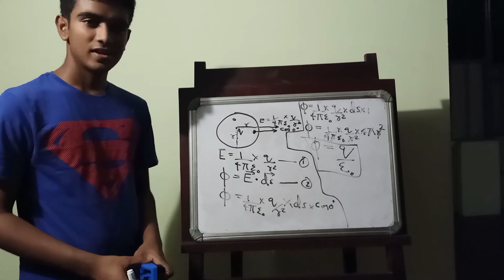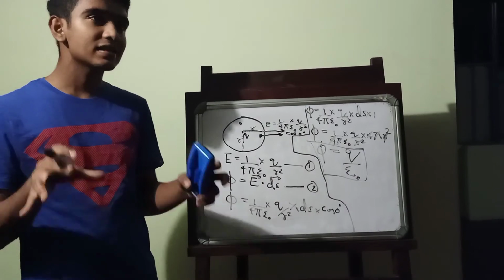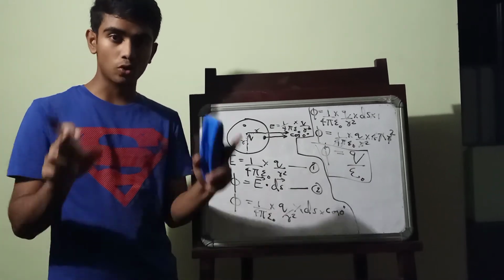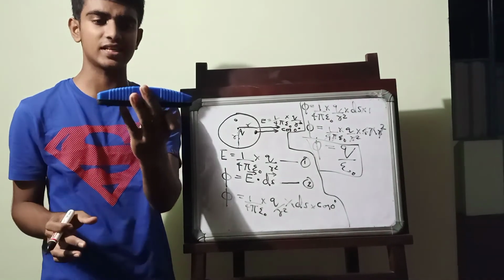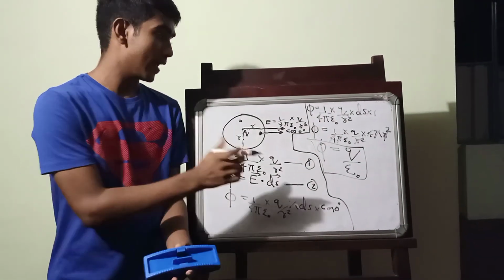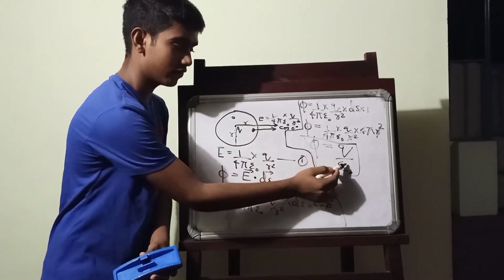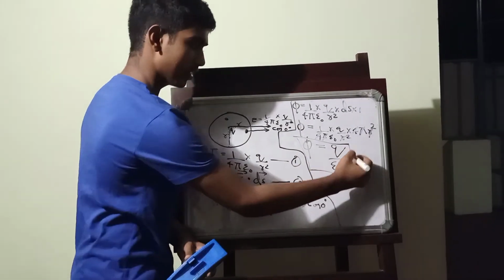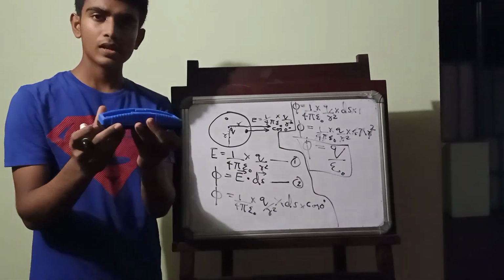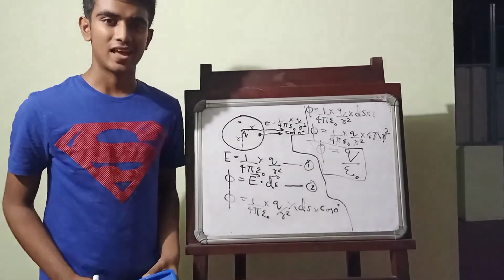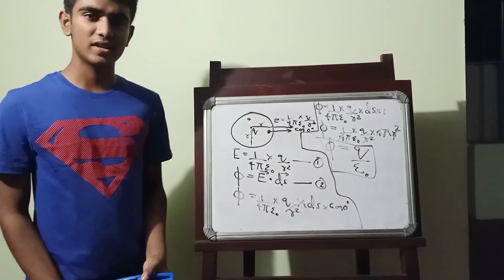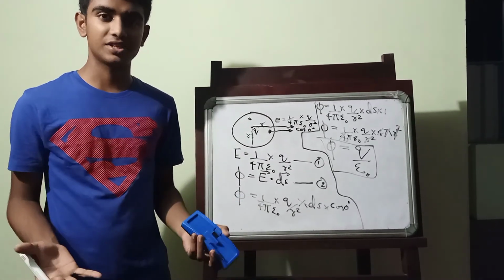Got it? Let me tell you once again. The electric flux linked with a closed surface is equal to 1 by epsilon naught times the total charge enclosed in this system. I hope you enjoyed it and understood what I told here.